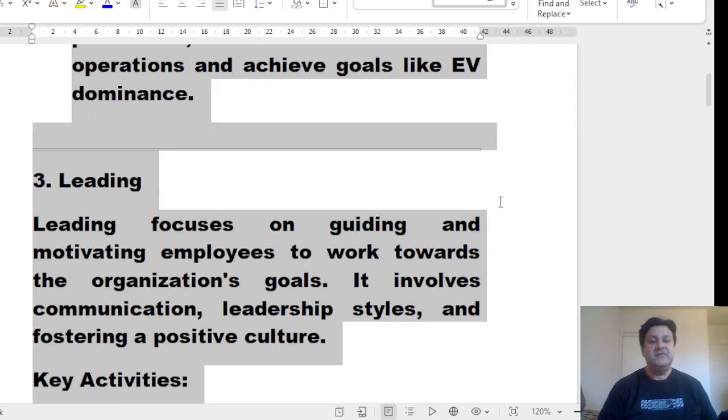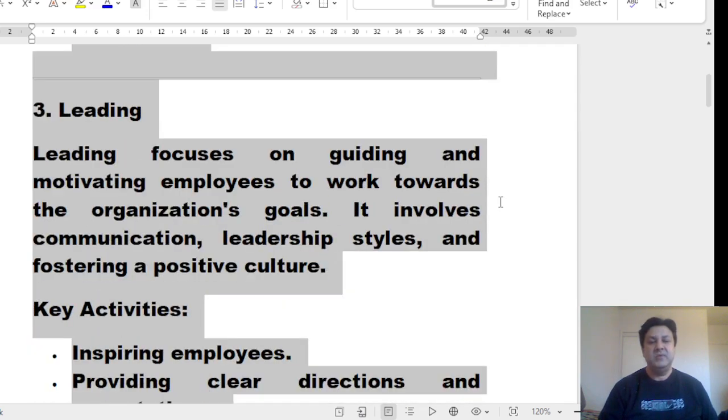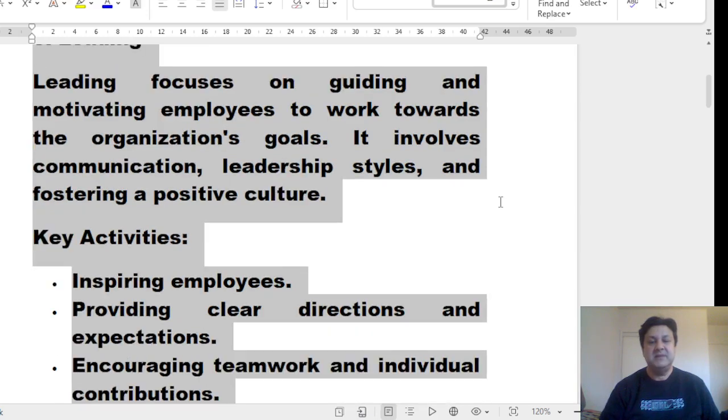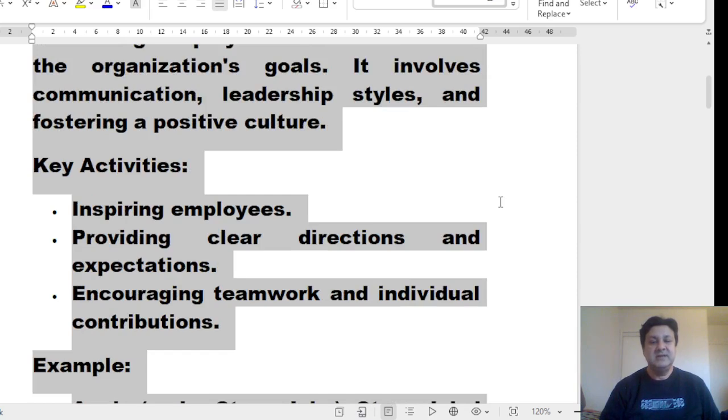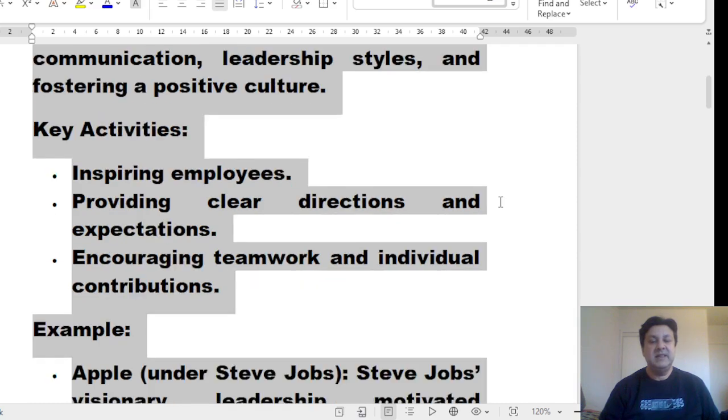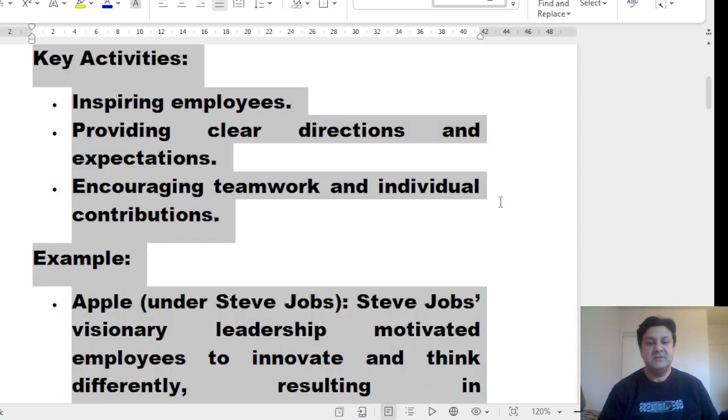Leading: leading focuses on guiding and motivating employees to work towards the organizational goals. It involves communication, leadership styles, and fostering a positive culture. The key activities are inspiring employees, providing clear directions and expectations, and encouraging teamwork and individual contributions.